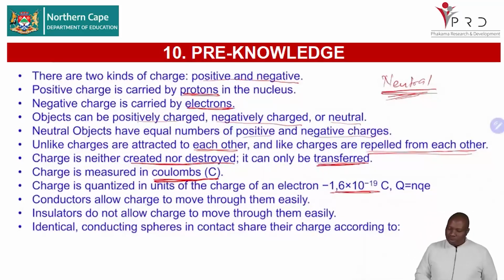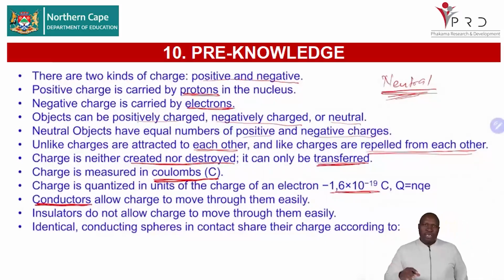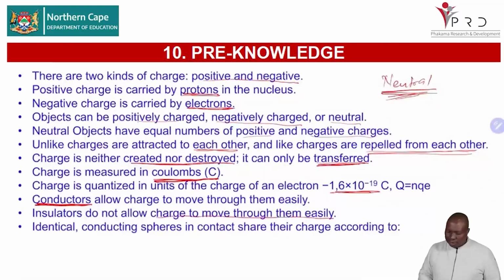Conductors, we were saying they allow charge to move through them easily. You know, we talk about good conductors. Good conductors are those that will allow the charges to move. Insulators do not allow charge to move through them easily.